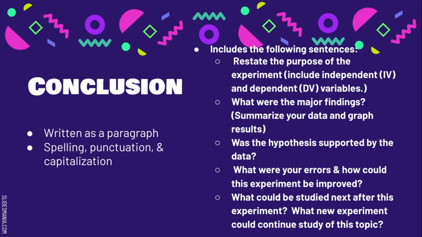So this is a paragraph. In essence, I should be able to read this paragraph and understand what your question was, what your hypothesis was, what your independent, dependent variables were. I should have a snapshot of what your data was, because that's your findings, and what possible mistakes were. So if I read your conclusion, I should get a really good grasp of what you did and what you learned from it. So this is experimental design.